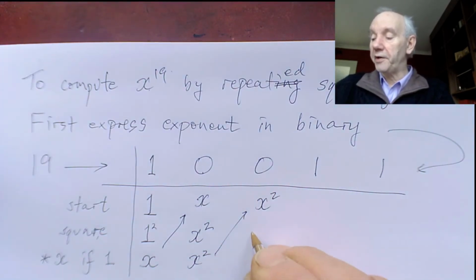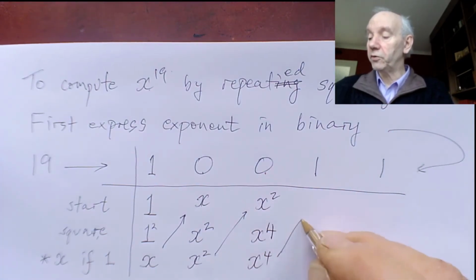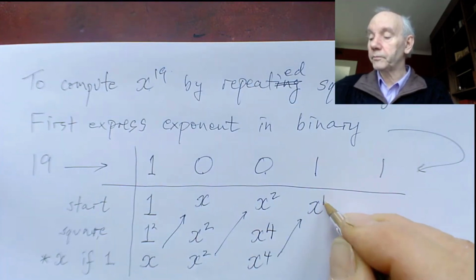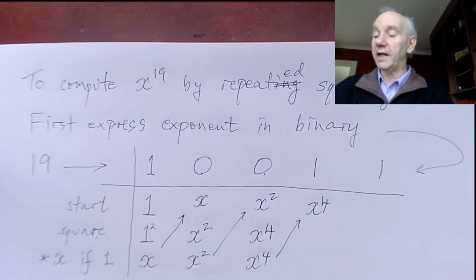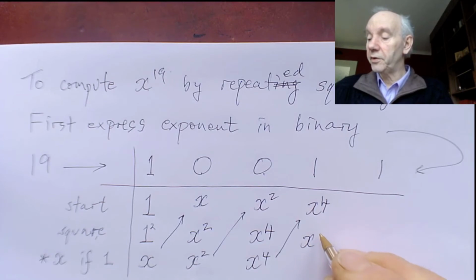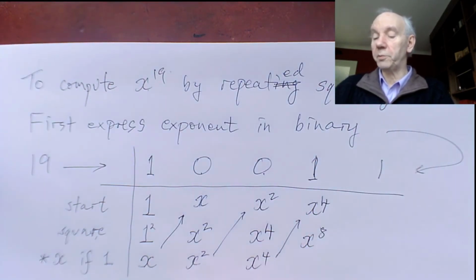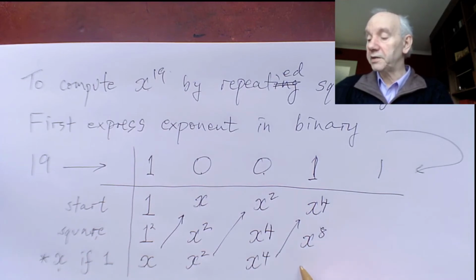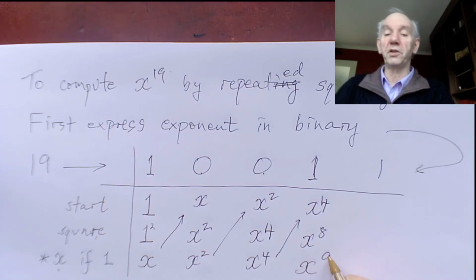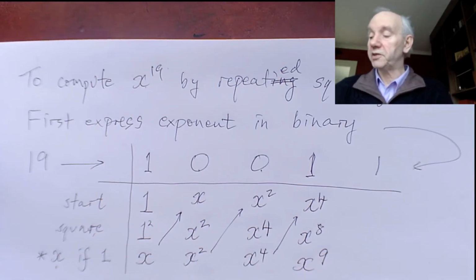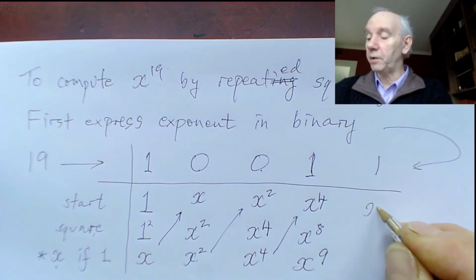This gets squared. There's still a 0, so that stays as x to the 4th. And the x to the 4th goes to the next column. That gets squared, x to the 8th. Now there is a 1 here. There is a 1 at the top of this column, so we multiply by a single x. So this becomes x to the 9, as we did on the previous page. The x to the 9 goes to the top of the next column.